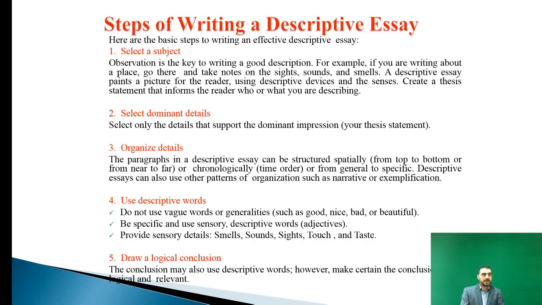The fourth step of writing a descriptive essay is that the writer should use descriptive words. Don't use vague words or generalities such as good, nice, bad, or beautiful. Be specific and use sensory descriptive words, which are represented by adjectives and adverbs. Provide sensory details of sight, smell, sound, size, touch, and taste.